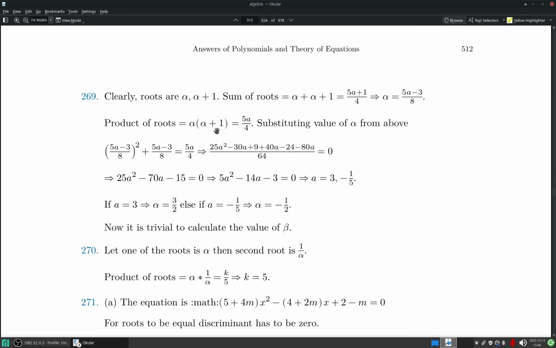Now product of roots would be alpha into alpha plus 1 is equal to 5a by 4. Now we substitute the value of alpha from this equation over here. So we get ((5a minus 3) by 8) whole square plus (5a minus 3) by 8 is equal to 5a by 4. Now we simplify this. We arrive at the equation 5a square minus 14a minus 3 is equal to 0. So a is equal to 3 and minus 1 by 5. Now if a is equal to 3, alpha is equal to 3 by 2. If a is equal to minus 1 by 5, alpha is minus half. Once we have alpha, we add it to 1 to get the value of beta. So that is trivial.